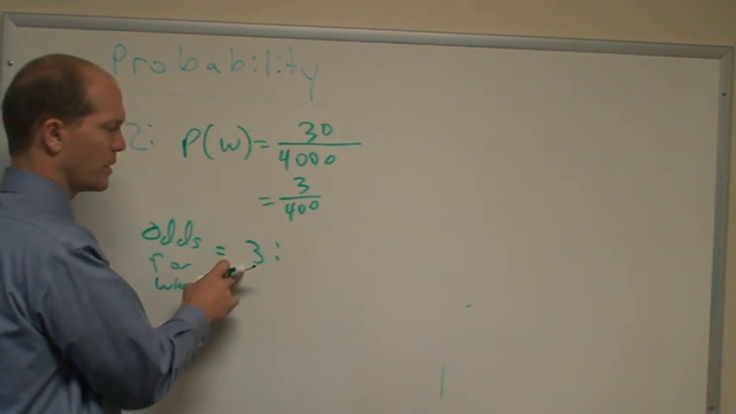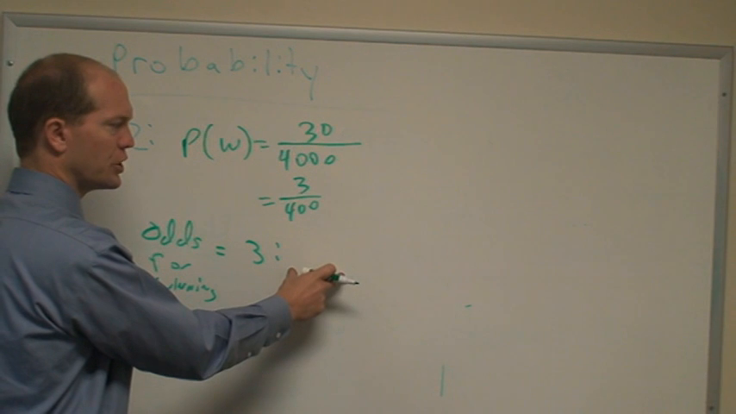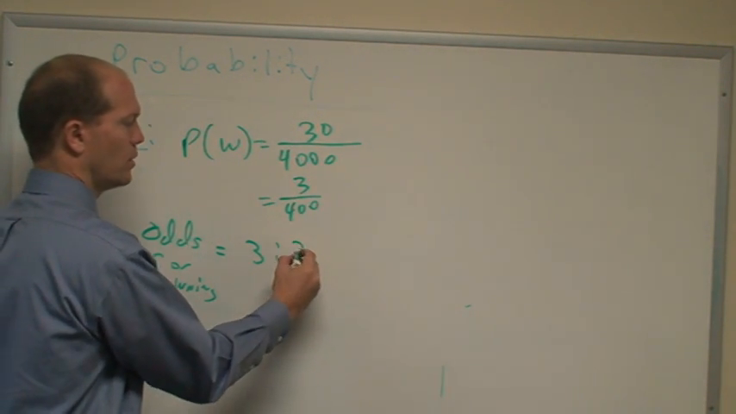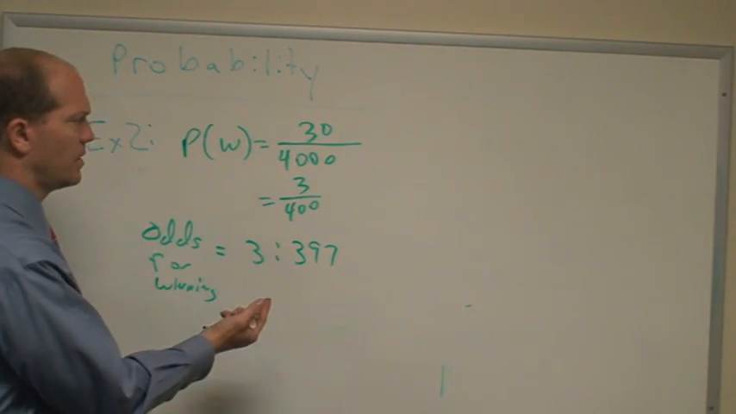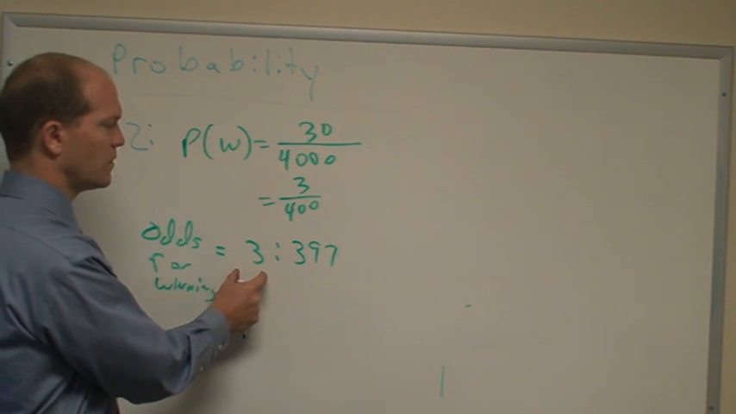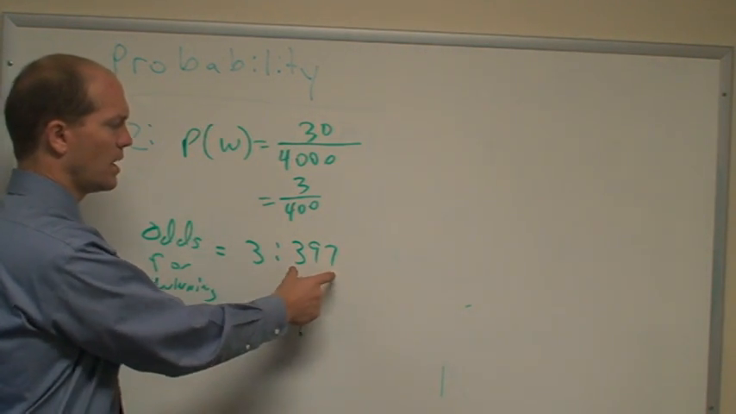That's just the numerator. There's 3 ways that she can win. The number of ways she can lose as a ratio is 397. So the way I speak about this, it's as if there are 3 ways of winning and 397 ways of losing. But that's really a ratio.